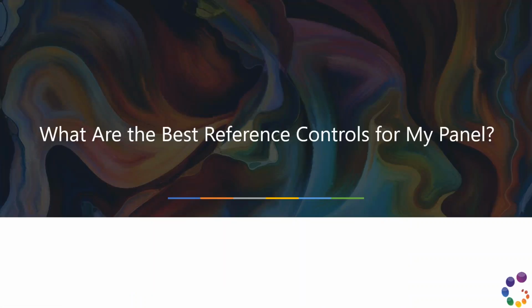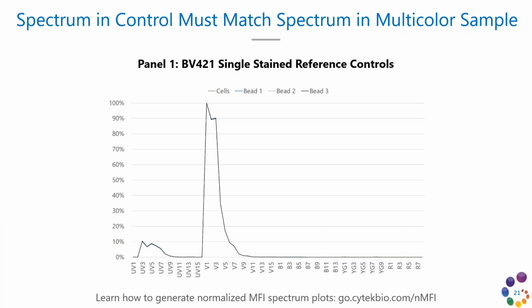Now, we've got all of our dyes chosen, our panels laid out, but how do we decide what the best reference control is for my panel? The best reference control is always going to be the control that has the spectrum that identically matches the spectrum of that fluorochrome in your multicolor tube. If those do not match, you'll see some interesting things happen in your data. So first, let's look at an example where the spectra match up really nicely.